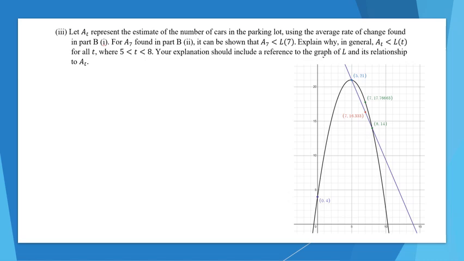All right, so A of t represents the estimate for the number of cars in the parking lot using our slope found in part BI. So let's take a look at this line here. This is going to be our A of t, which is basically, we used that straight line. I graphed it here for you just so you can see what it looks like visually. And that is what A of t is, the estimate with that slope being the deciding factor of how we got that line built.